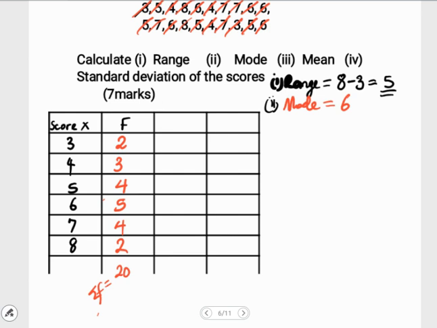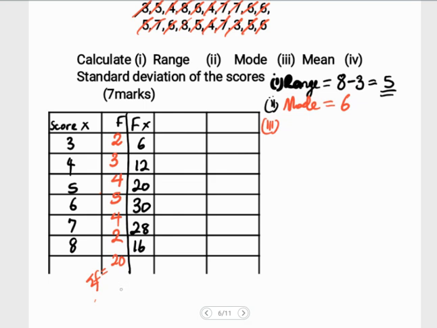Then the next question is to calculate the mean. To do this, we have to multiply the score and the frequency, fx. We have to find our fx. 3 times 2 will give us 6. 4 times 3 will give us 12. 5 times 4 will give us 20. 6 times 5 will give us 30. 7 times 4 will give us 28. 8 times 2 will give us 16.